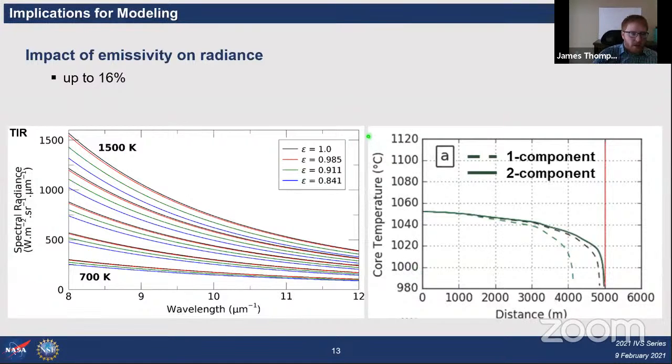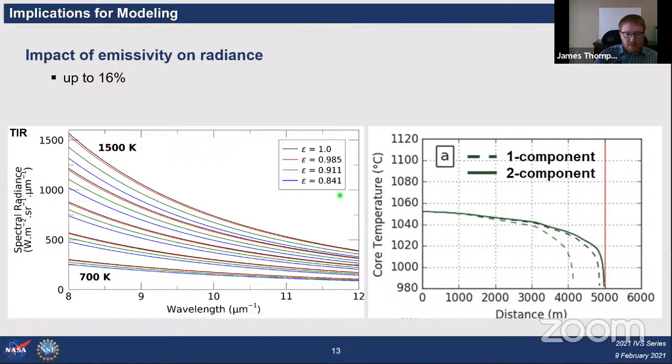One of the first things I did was try to determine what the point is in doing this research if it's not going to make any difference to the volcanology community. So I did some calculations to see what impact changing emissivity would have on the energy emitted from that surface. I took some numbers from the literature and modeled this here. As you can see, by changing emissivity, we can reduce the amount of energy emitted by that surface across various temperatures by up to 16%.